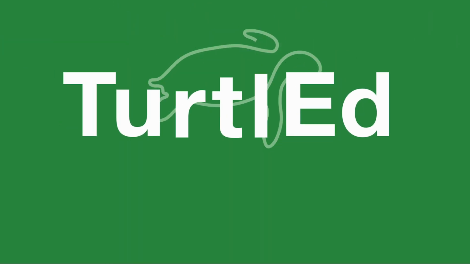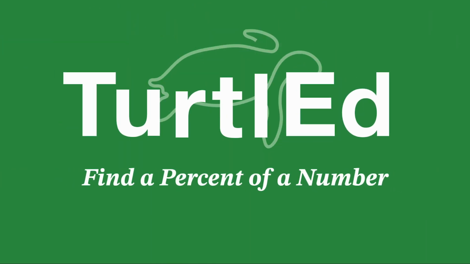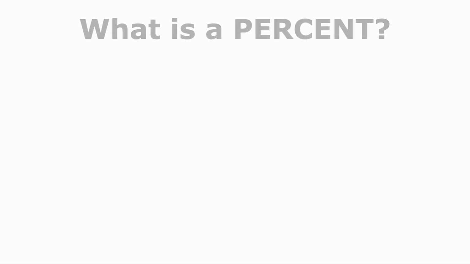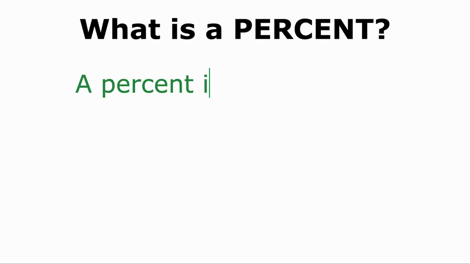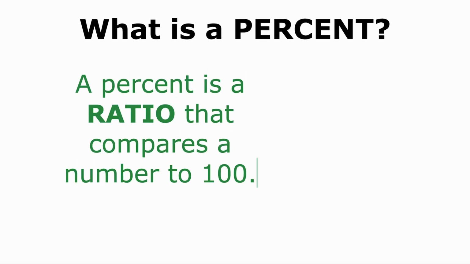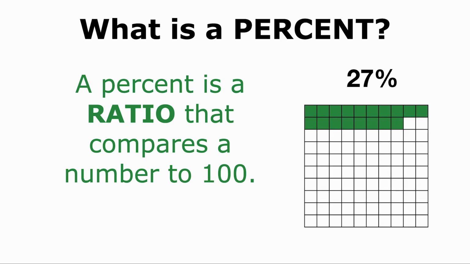In this video, we're going to talk about how to find a percent of a number. But before we dive in, let's first remind ourselves, what is a percent? A percent is simply a ratio that compares a number to 100. So in the example of 27%, we're going to compare 27 to 100.